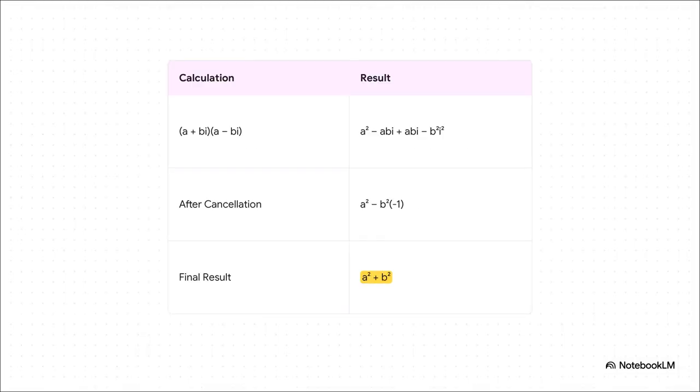And you can see it right here in the algebra. When you multiply a plus bi times a minus bi, look what happens. Those two middle terms, the plus abi and the minus abi, they cancel each other out perfectly, every time. Then you're left with that i squared, which we know is just -1. That flips the last sign, and you end up with a squared plus b squared. And that is always, always a real number.